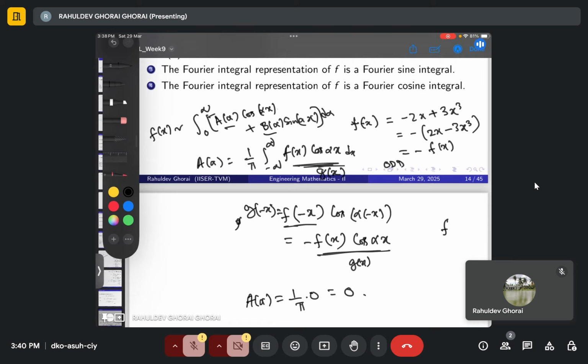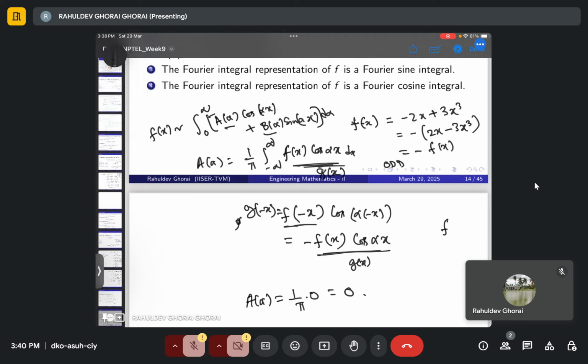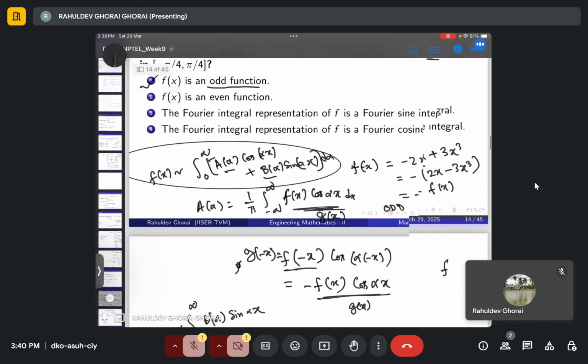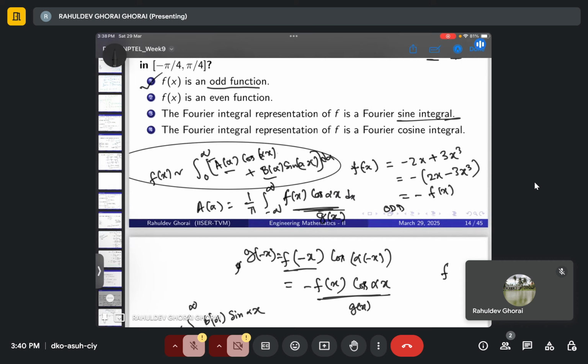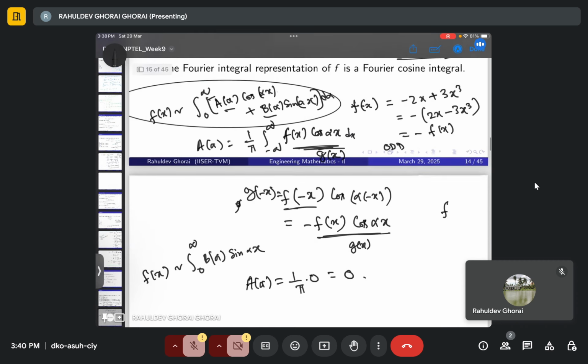So for b(alpha), I will be having sine of alpha x. So the integral value might be 0, but not always 0. What is 0 is a(alpha). Once a(alpha) is equal to 0, f(x) is nothing but the integral from 0 to infinity of b(alpha) sine of alpha x only, right? So it is nothing but a sine integral, not a cosine integral. So 1 and 3 are correct.